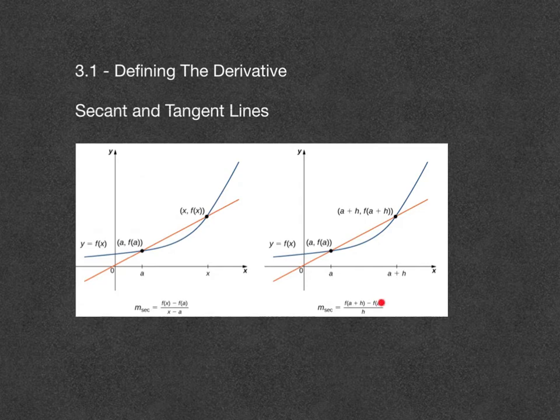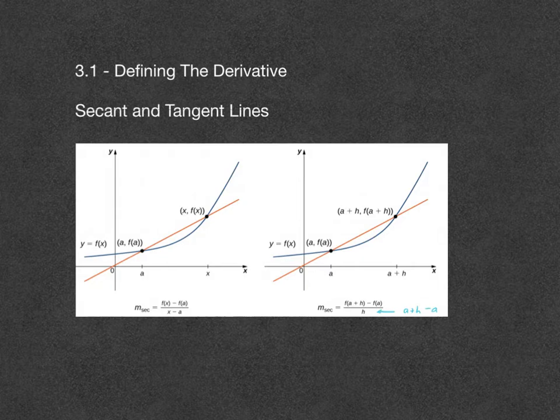And then the slope of the secant line, that formula is still a change in y over a change in x. But what's useful here is that the change in x, the denominator there, is a plus h minus a, which is why there's just an h down there. So the denominator gets a little bit easier to work with. Okay, so those are my secant lines.